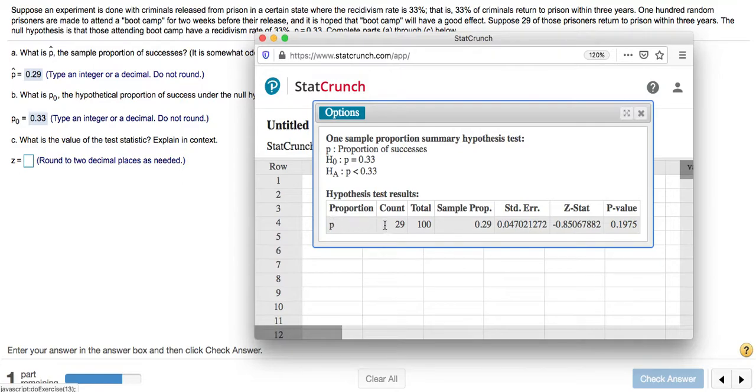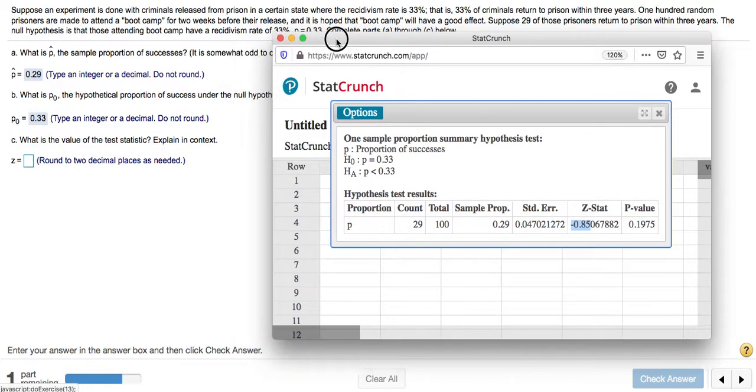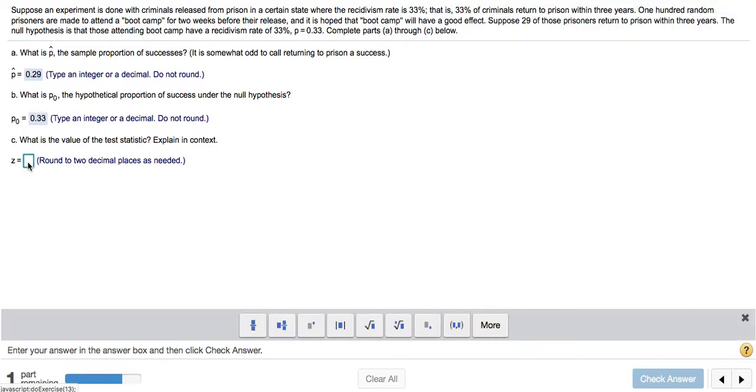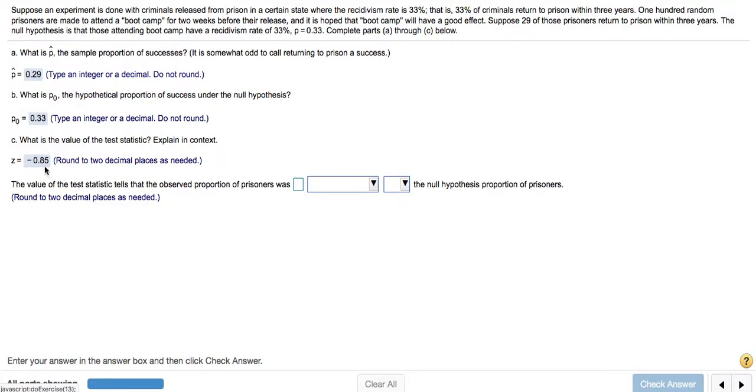This gives us a lot of important information. It tells you what you entered, the sample proportion, which it gets from those 2 values, but it also gives you the standard error and this thing over here, which is the z-stat. This is the test statistic that we're looking for here. If I round that to 2 decimal places, that's negative 0.85. I'll check my answer. Okay, so this is telling me how many standard deviations away this value is from this one. It's negative because this is less than this, and that's not even a full standard deviation away.